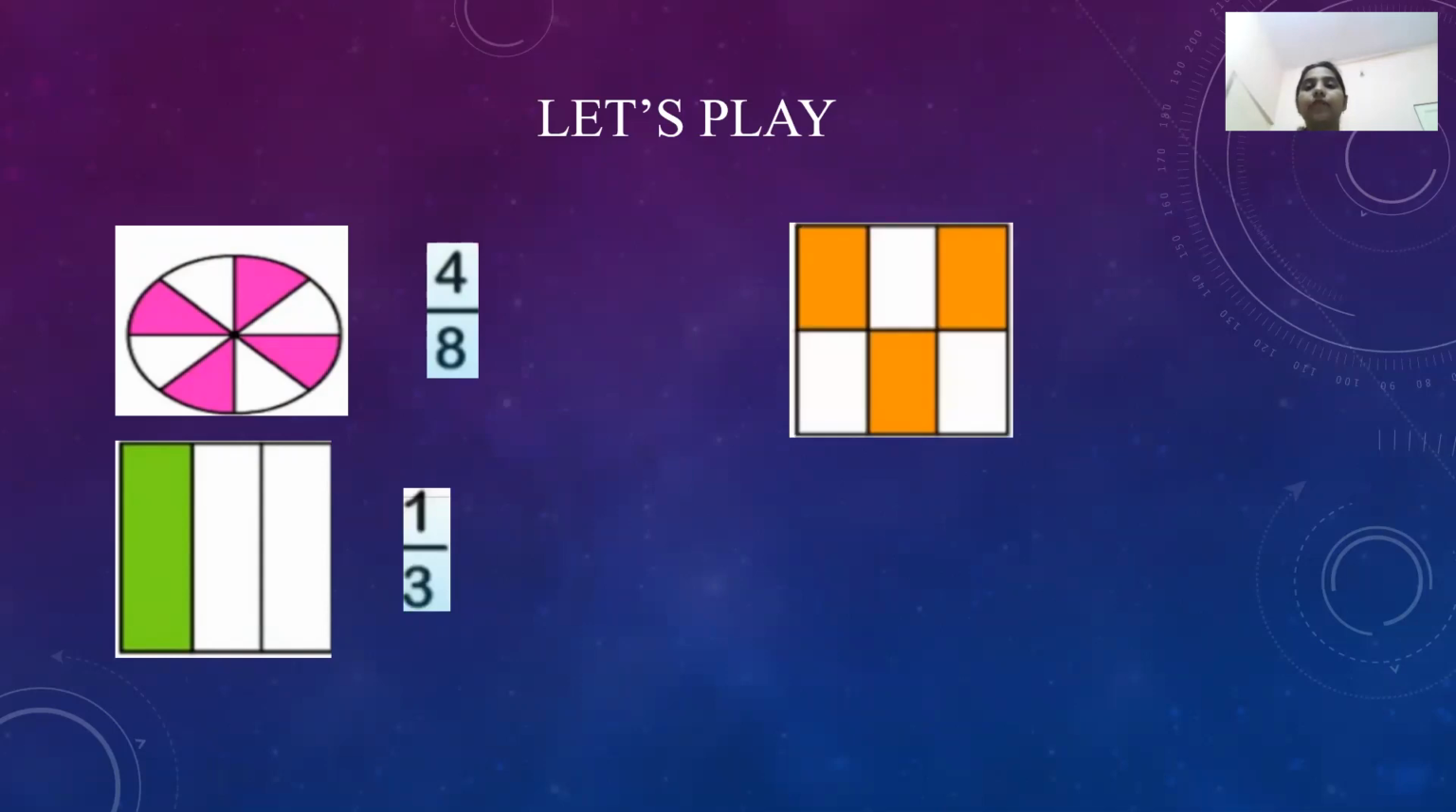Next, again, we have a total of 6 blocks. Out of 6, 3 are colored. So 3 by 6. Very easy.